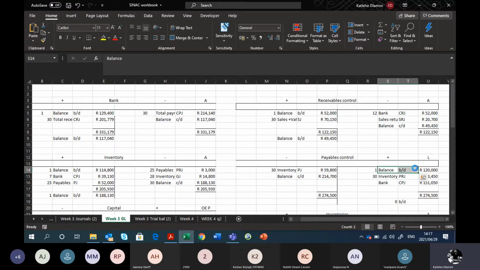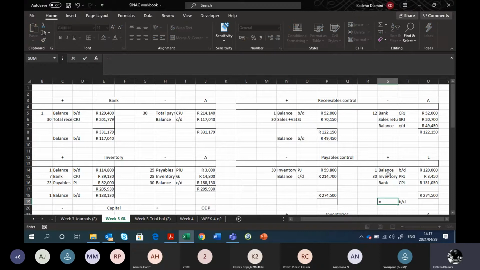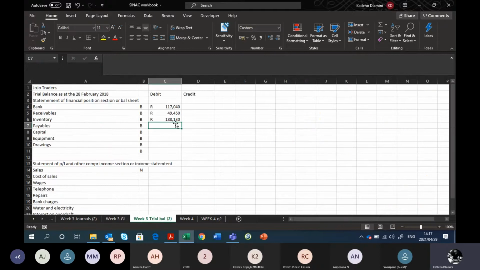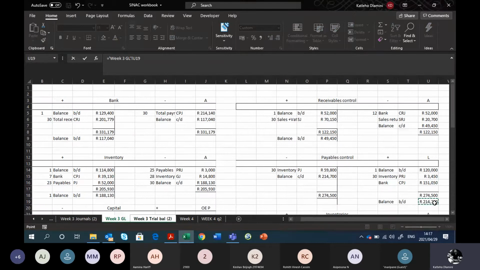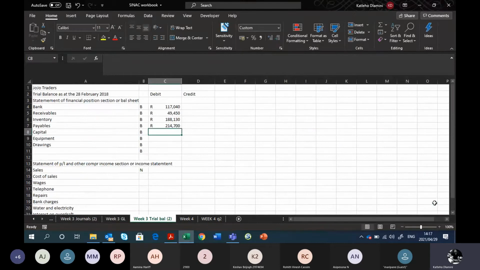I'm just going to grab this and paste it down here. Oh, okay, never mind. And that's 214,700 for my payables. Okay, my payables is equal to that, 214,700. All right.